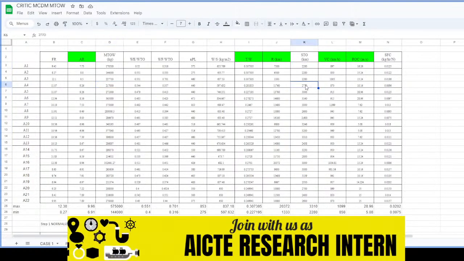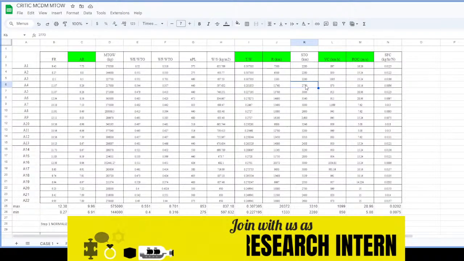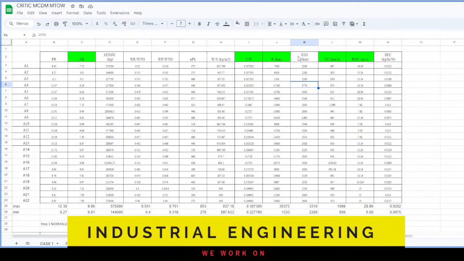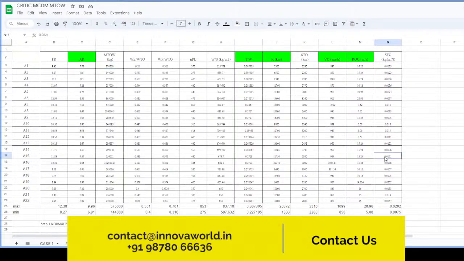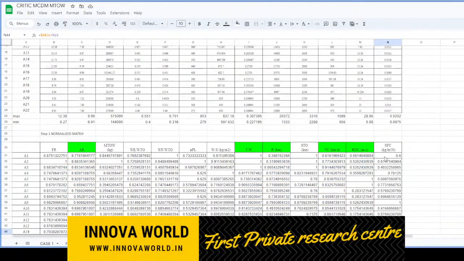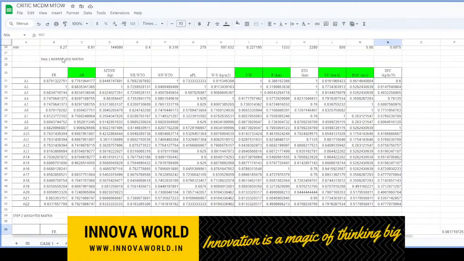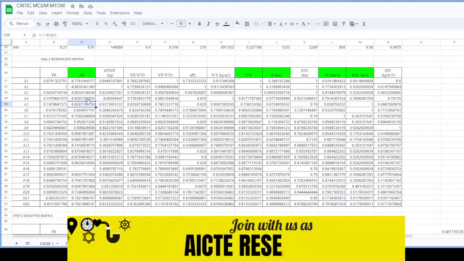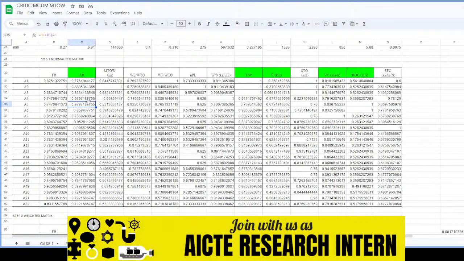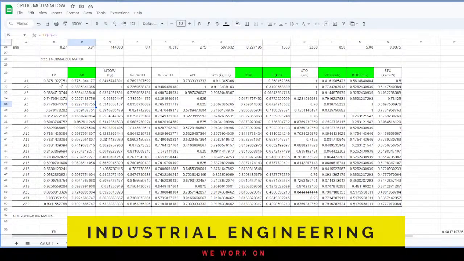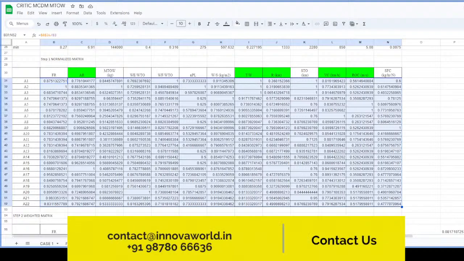This is 2,770. There is a huge gap. This unit is different. Here the units are different. But when we normalize it, all comes down to between 0 and 1. That's the beauty of normalization. We are bringing all the factors into 0 to 1. As you know, we are bringing every factor between 0 and 1.